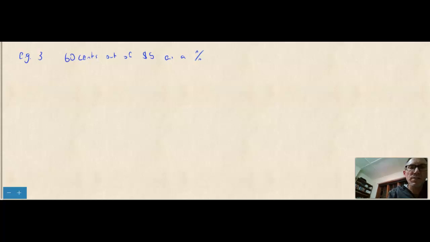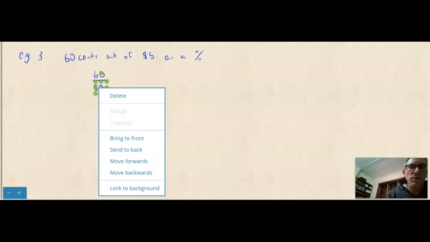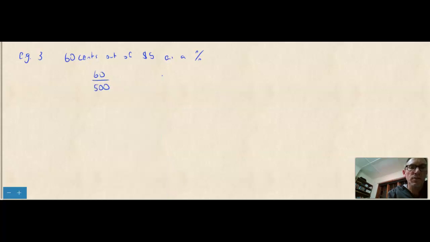Okay, so 60 cents out of $5. What does that mean? It means 60 out of, but I've got to get this $5 into the same units as this 60 cents. So there's no point in putting 5 here because the 5 is in dollars. I have to put it in the same units. So $5 is 500 cents. So this is my fraction multiplied by 100 over 1%. And now let's get to work.